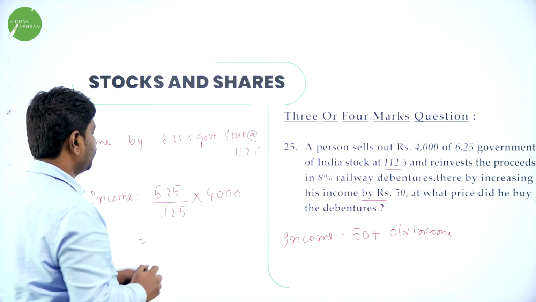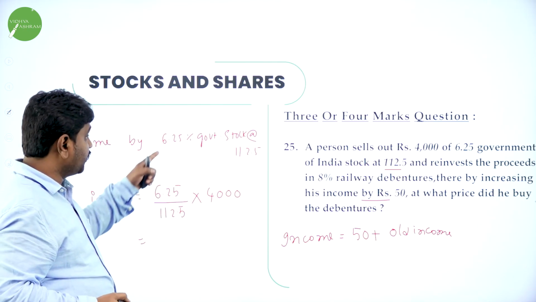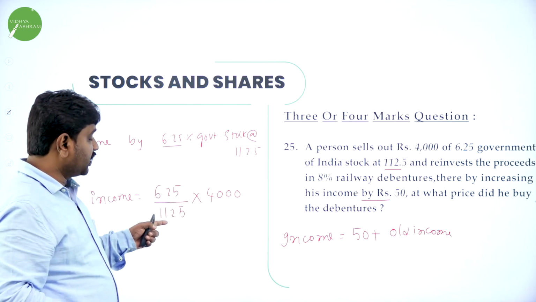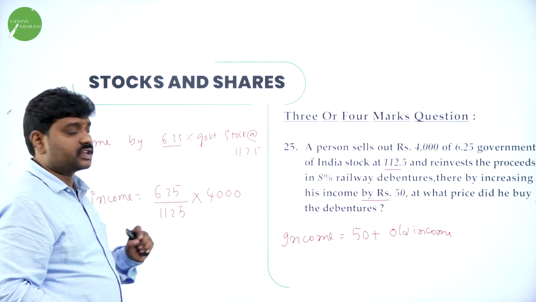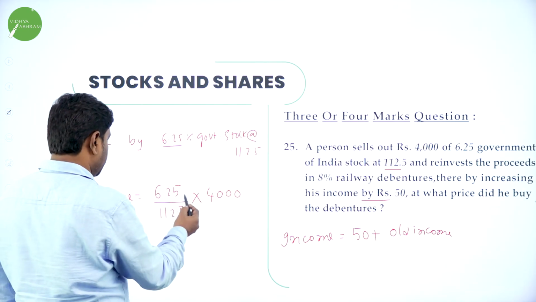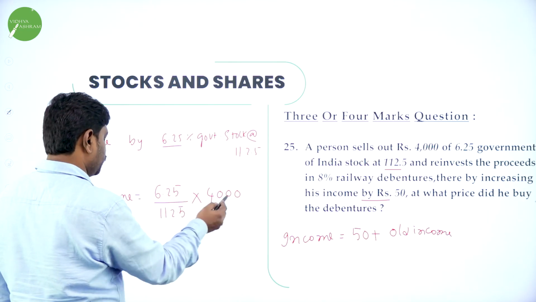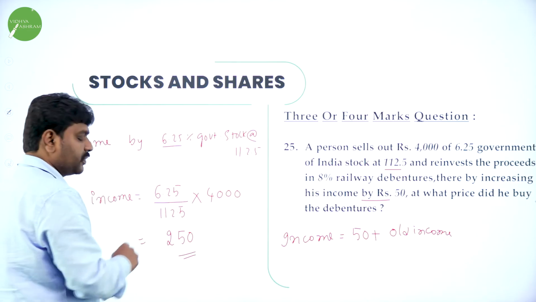All of you know the income formula. Income is what? Rate means dividend. Dividend divided by market value. Dividend they give 6.25. Market value is purchasing at 112.5 into amount invested. What is the amount invested? 4,000. So if you simplify, shift the point and divide, both are divisible by 5, go on, you will get 250 rupees. This is his income.